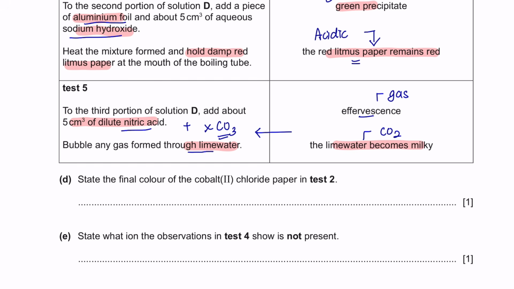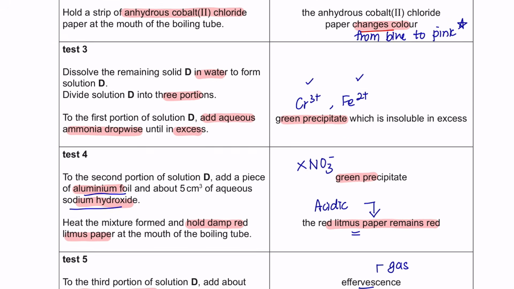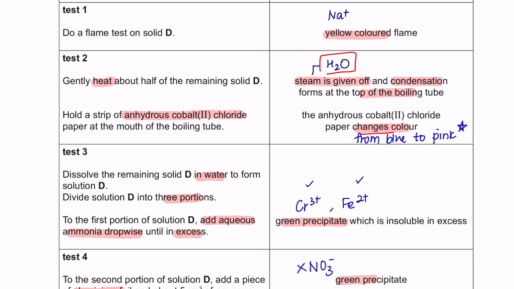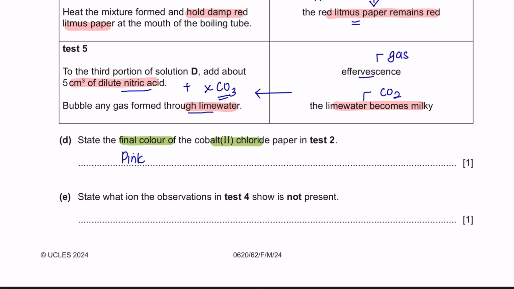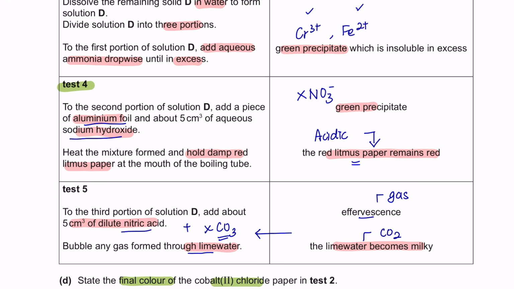Okay, question D. State the final color of the cobalt chloride paper in test 2. So as mentioned previously, the cobalt chloride paper will turn from blue to pink. So the final color here is pink. Question E. State what ion in the observations in test 4 show is not present. In test 4, we have learned that there will be no ammonia present.